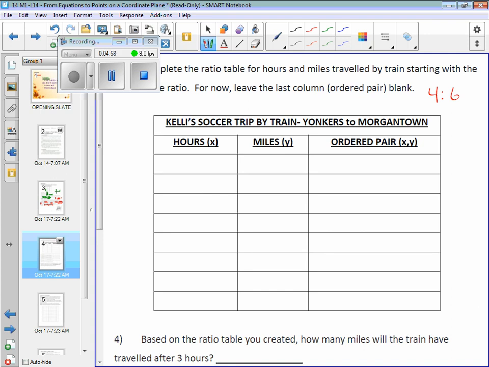Okay, so our value is 1 to 50. I want you to leave the ordered pair column blank for right now, but I want you to fill in all the equivalent ratios.